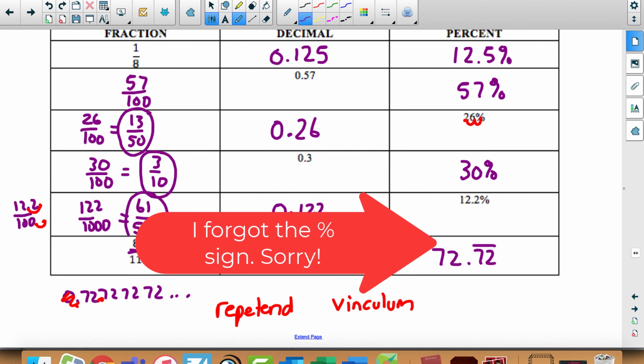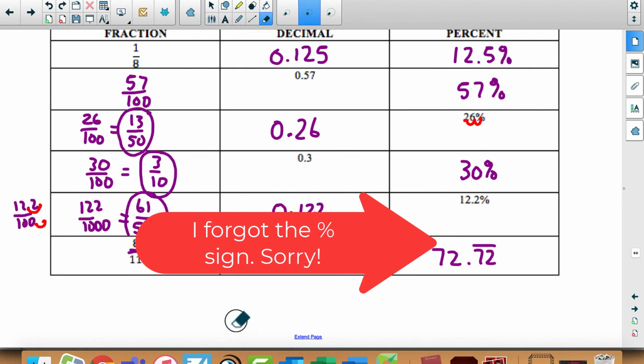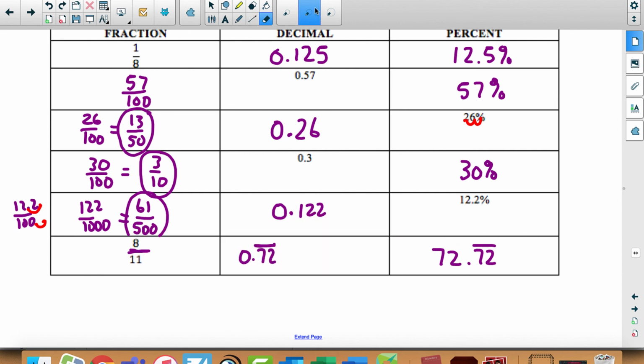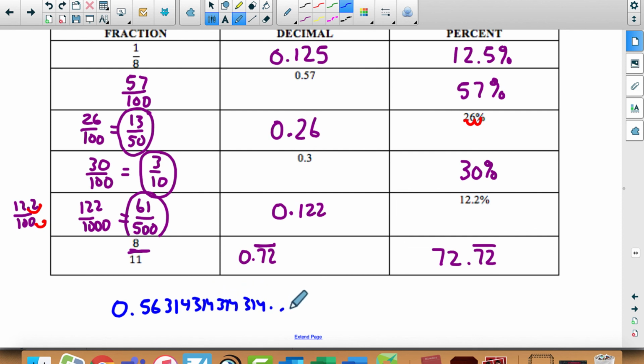Gotta love those terms. Just to give you one more example of repeating decimals, if I had a decimal like 0.56314314314314314, keeps going like that. How would I write that? I would go 0.56314, and the repetend is 314. That's the only part that's repeating, is the 314. So my horizontal line would only go over the 3, the 1, and the 4.